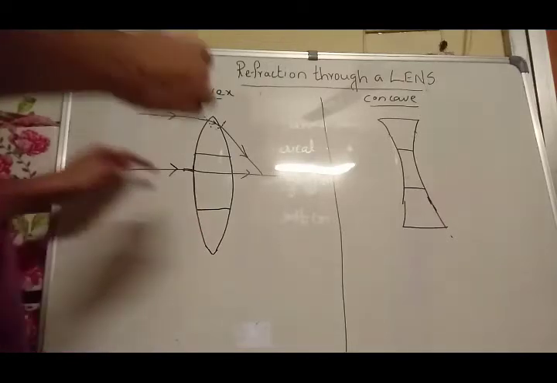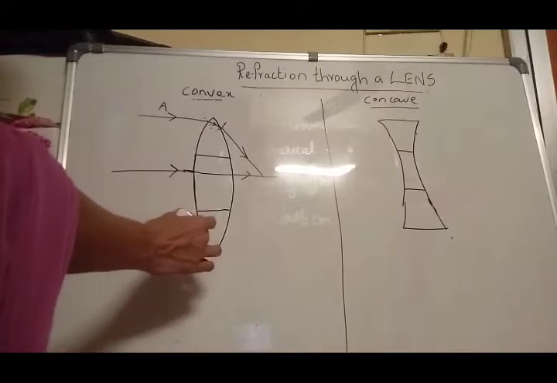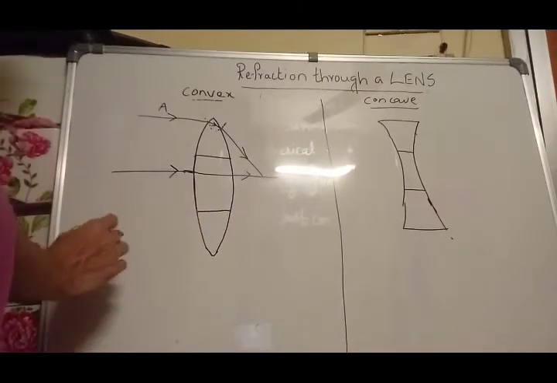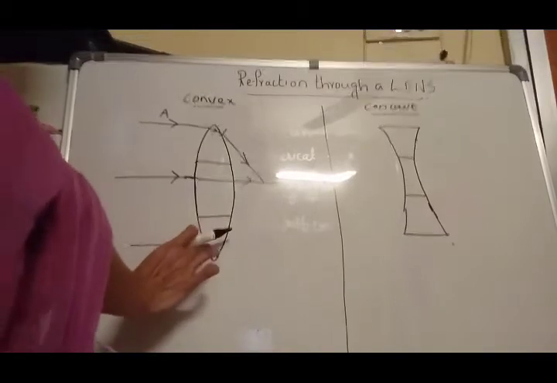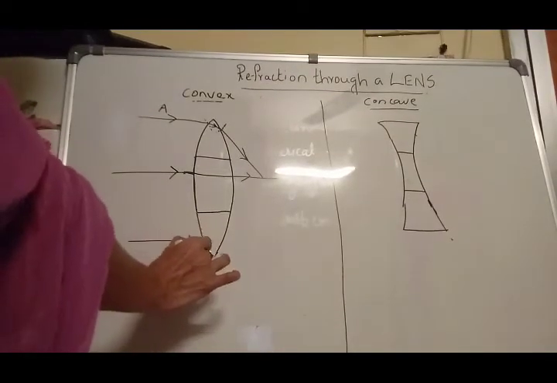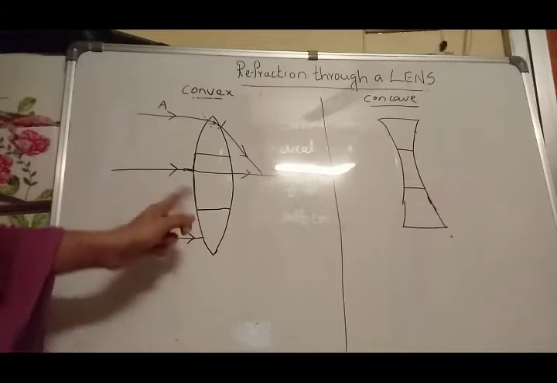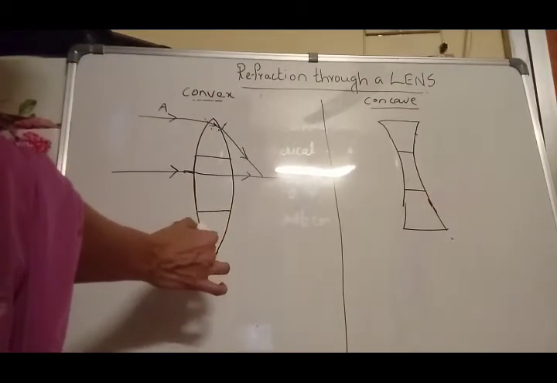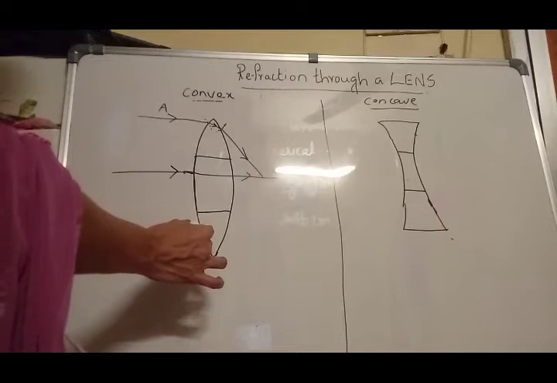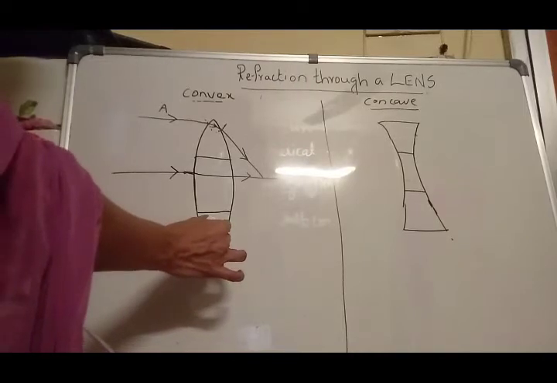Convex lens behaves as an inverted prism. So let us consider what happens here. The ray is coming and hitting a slanting line. Again, what happens when the ray comes from air to glass? It moves towards the normal, like this.